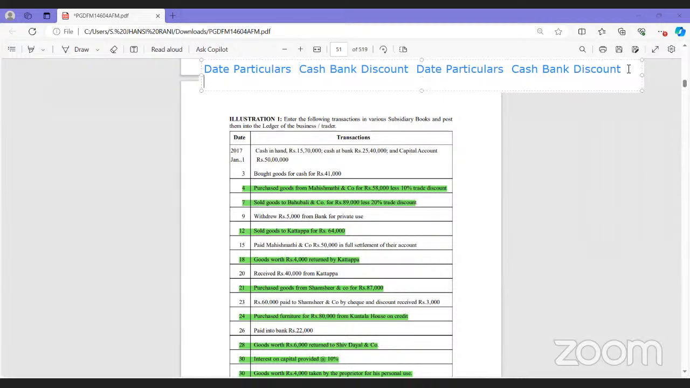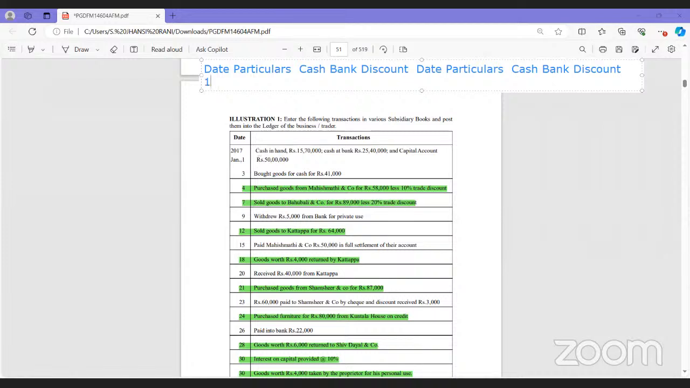So under date, if you look here, cash in hand is given here. Cash in hand means it's an opening balance. We are having cash, so it's an opening balance. It's an asset. Cash is an asset. So all assets show a debit balance. So the cash we are having will be shown on the debit side.